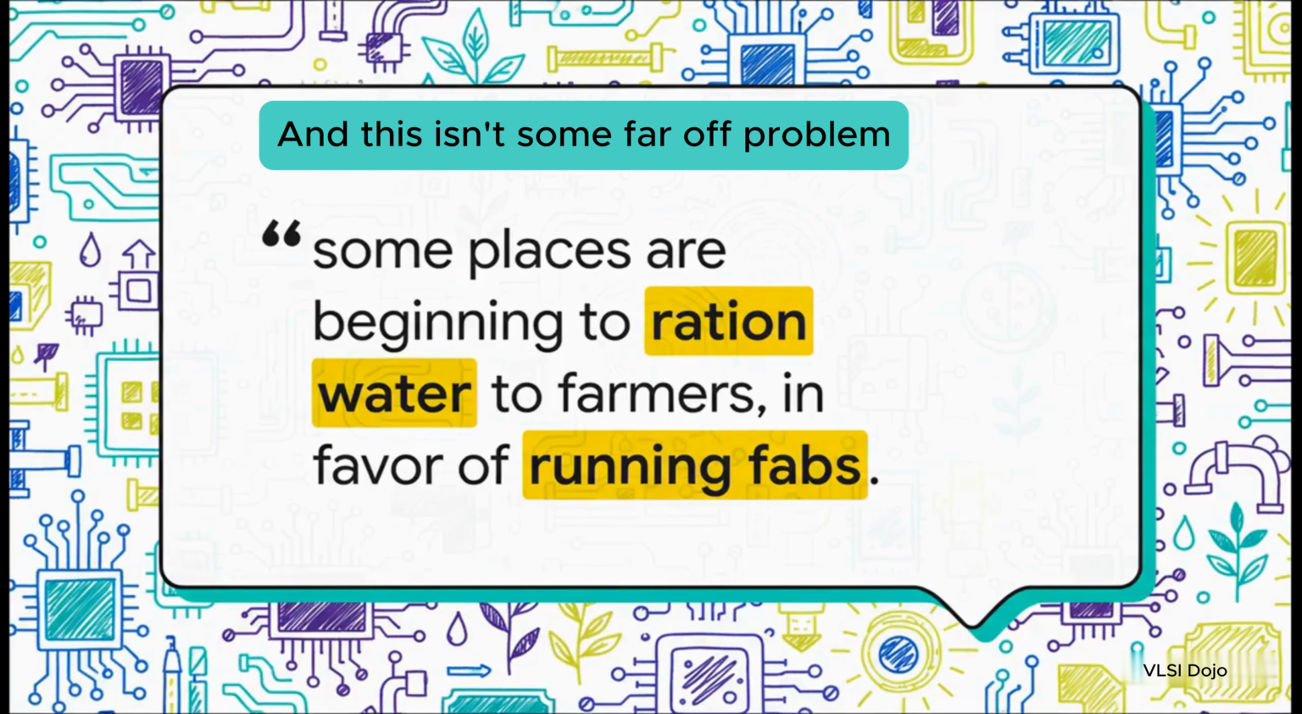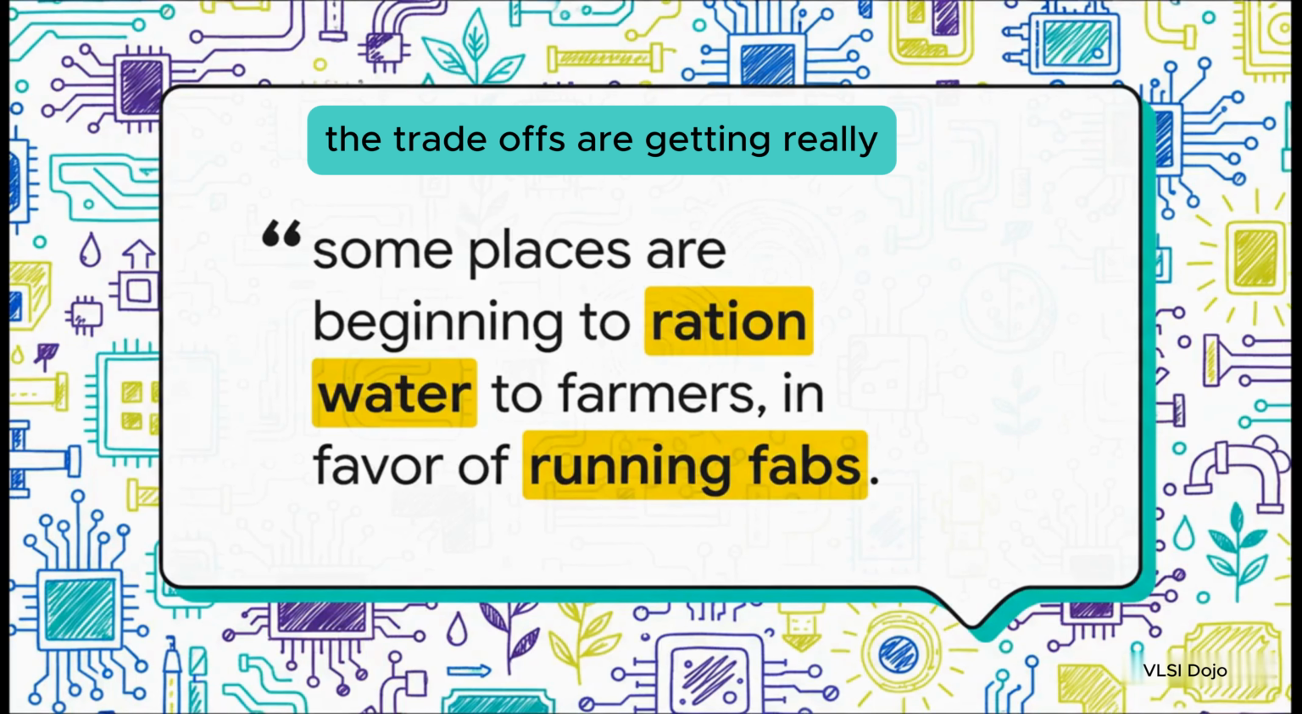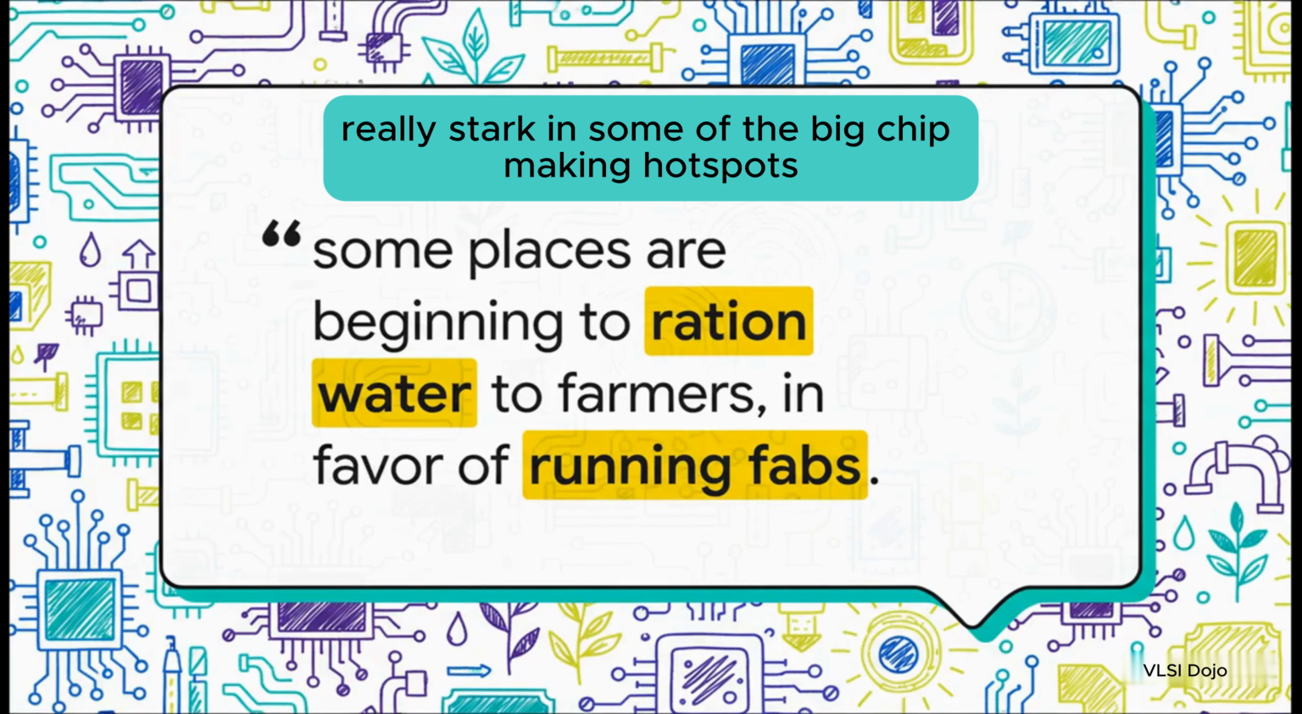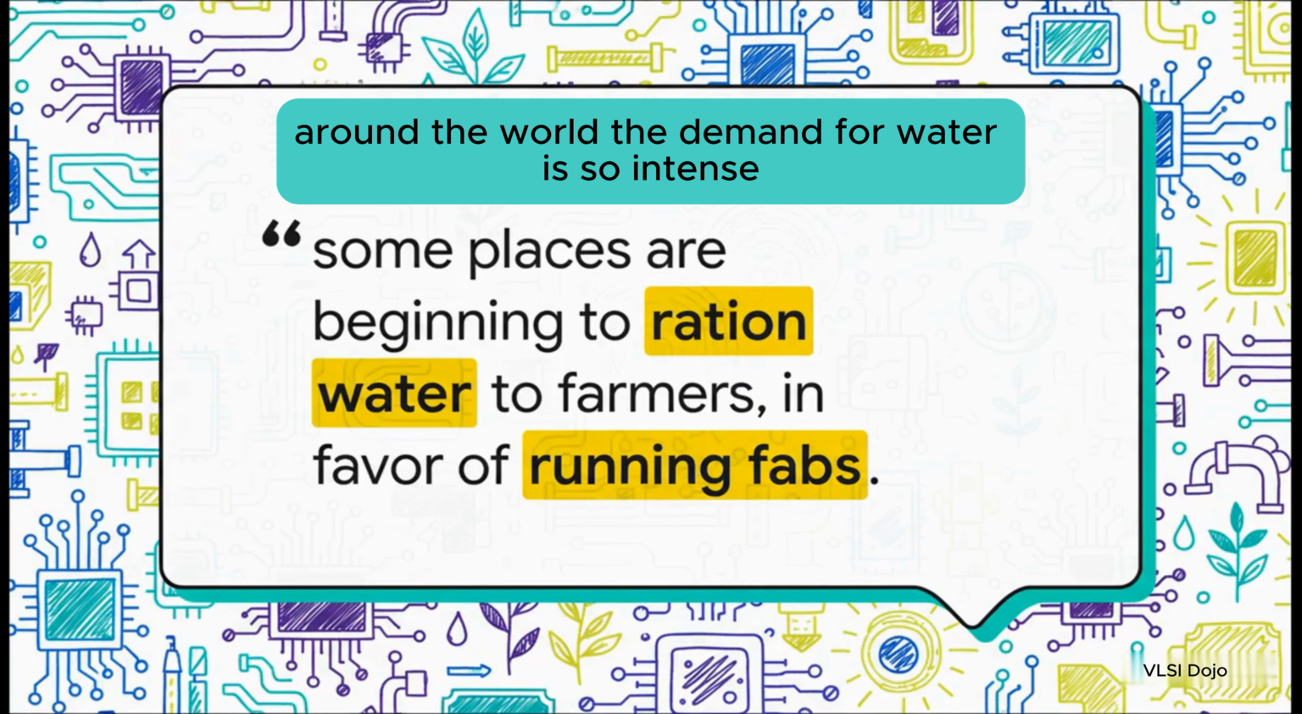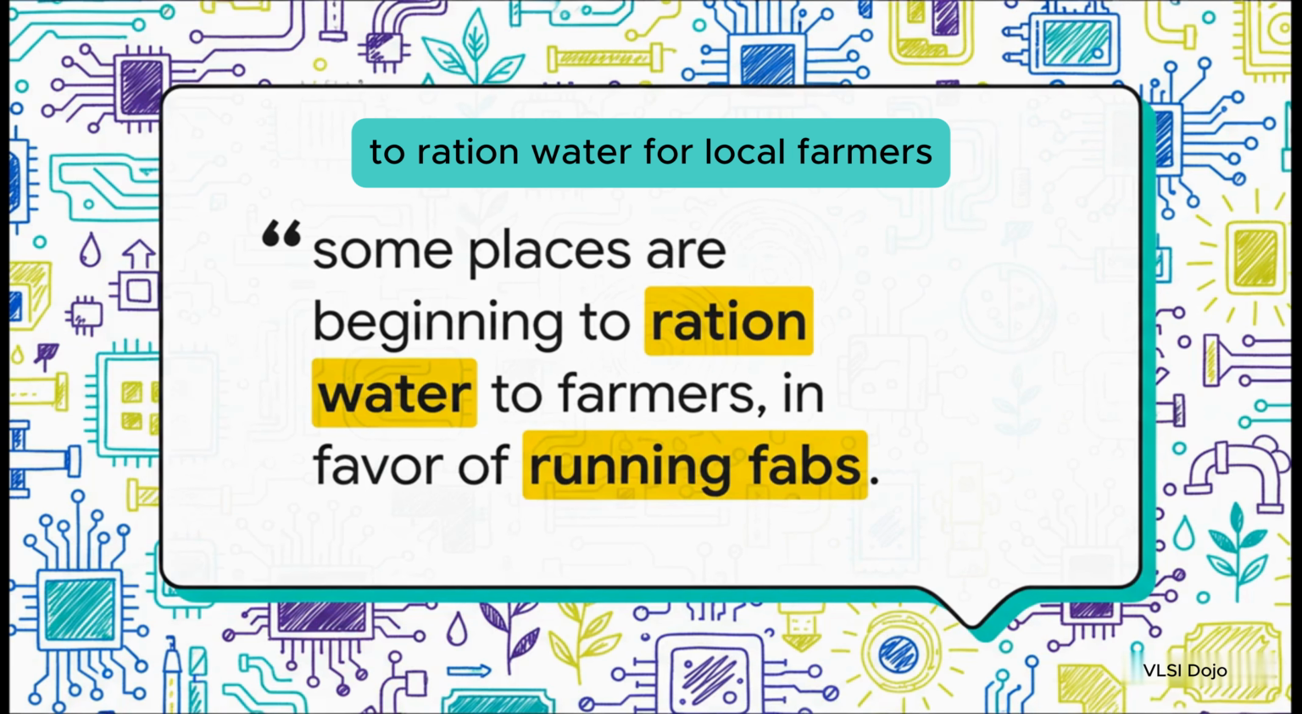And this isn't some far-off problem. The trade-offs are getting really stark. In some of the big chip-making hotspots around the world, the demand for water is so intense that governments are actually starting to ration water for local farmers just to keep the fabs running.